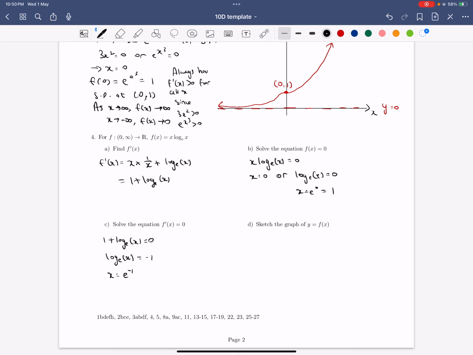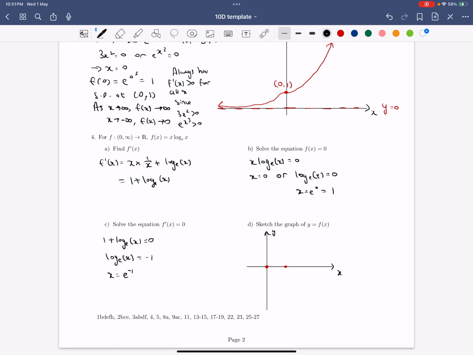Okay, so now last part is to sketch the graph. I guess one thing you need to think about is the domain is 0 to infinity, okay? So what would the graph kind of look like, potentially? I'm only going to show the positive half of the graph, y and x. So we know it has x-intercepts at 0 and 1, which are here and here. We also know it has a stationary point at 1 on e, which is roughly around a half.